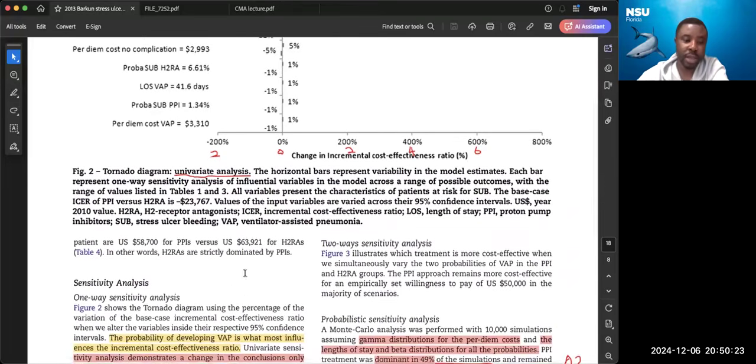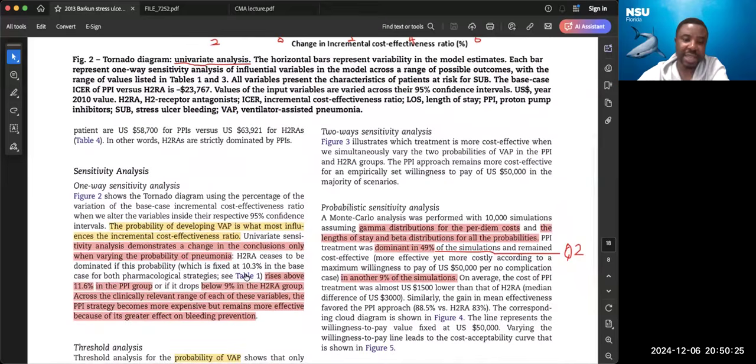So with the sensitivity analysis, they saw that the base case only changes in some cases. In most cases, it's the same thing. The PPI is dominant, and then the H2 array is dominated. In most cases, that is what the base case analysis is.